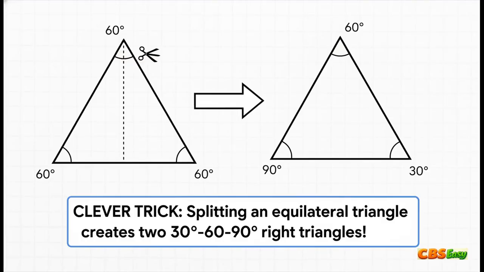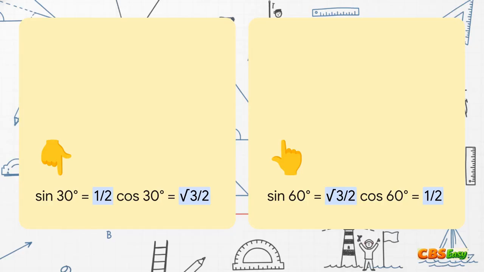So what about 30 and 60 degrees? Where do their values come from? It all starts with a really clever trick. Imagine a perfect equilateral triangle, right? All its angles are 60 degrees. Now, what happens if we slice it straight down the middle? We get 2 perfect identical right-angled triangles, each with angles of 30, 60, and 90 degrees. And that one simple trick gives us all of these values.